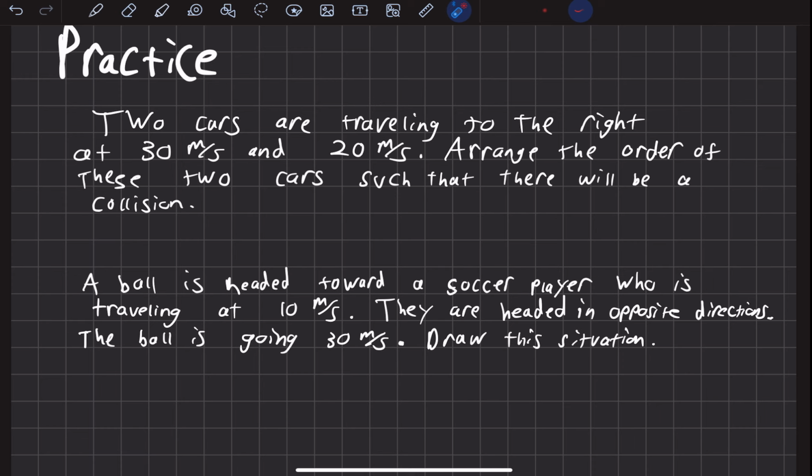Second problem is a ball is headed towards a soccer player who is traveling at 10 meters a second. They're headed in opposite directions. The idea is that the ball is moving, it's not at rest, and it's heading towards the soccer player, and the soccer player is running towards the ball. So they're headed in opposite directions. The ball is going at 30 meters a second. Draw this situation. So here we just need to be careful and make sure that you draw the negative sign on one of them. One of them is going to be a negative sign. Only one, because they're going opposite directions. Only one can be negative then.